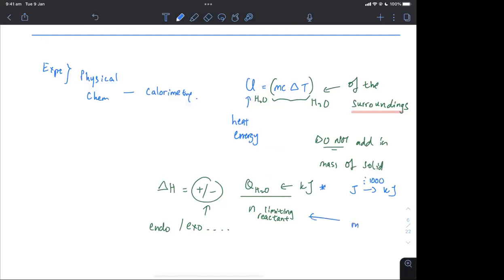And this is in mole. So the mole is not for the H2O anymore, because that is the surrounding. This is the reactant, which is the system, but it has to be the limiting one, which one gets used up completely. And being enthalpy change, you must have a sign, you must have a value, you must have a unit, and those are typically experimental chemistry essentially.